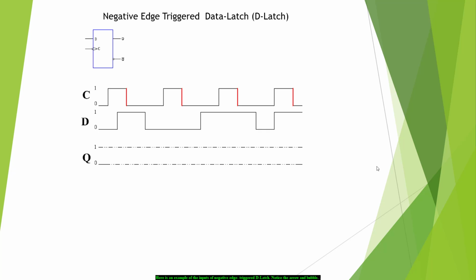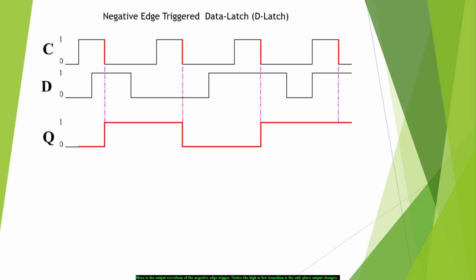Here's an example of the inputs of the negative edge triggered D-latch. Notice the arrow and bubbles. Here's the output waveform of the negative edge triggered D-latch. Notice the high to low transition is the only place the output changes.